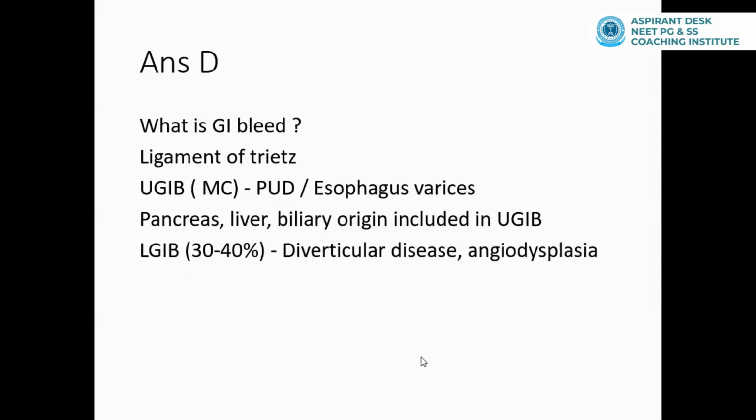In UGI bleed, the most common causes are peptic ulcer disease or esophageal varices. Pancreas, liver, and biliary origin are included in UGI bleed. In lower gastrointestinal bleeding, the most common causes are diverticular disease and angiodysplasia. So this is a question based on Sebastian.